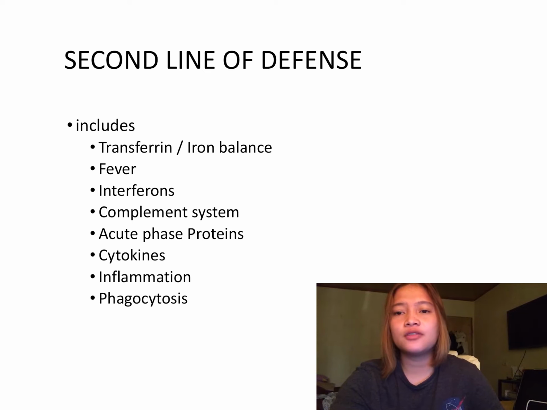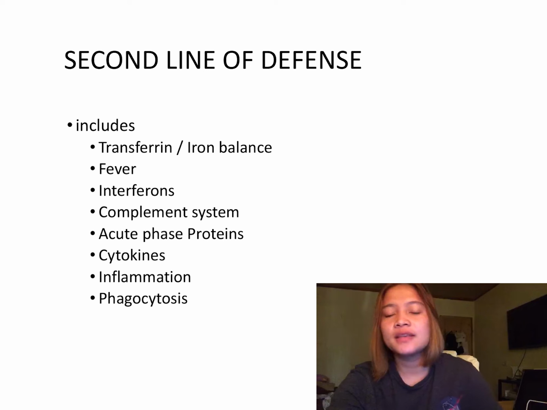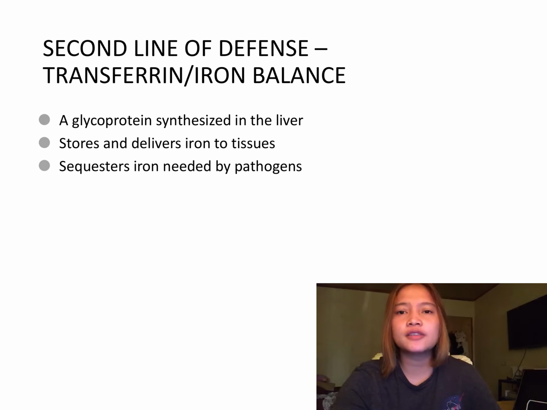The adaptive immune system mounts a highly specific response to substances and organisms that do not belong in the body. Other responses that it creates include transferrin, iron balance, fever, interferons, complement system, acute phase proteins, cytokines, inflammations, and phagocytosis. Transferrin is also associated with the innate immune system.